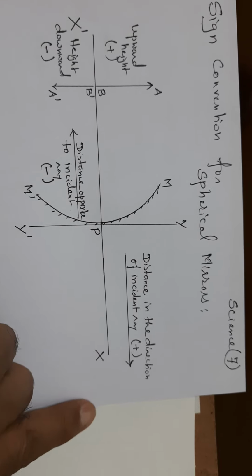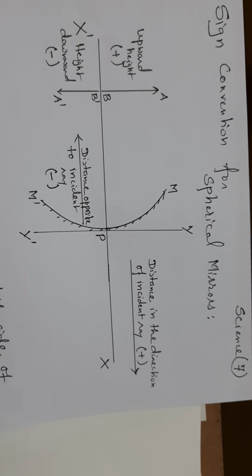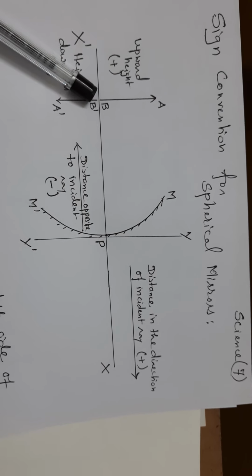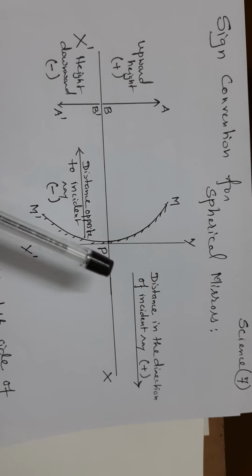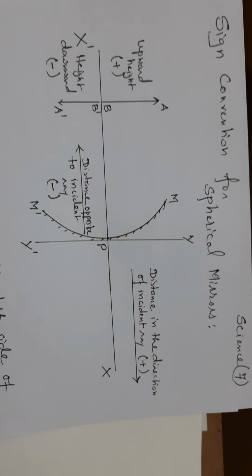Whatever distances are taken from P on the positive side, or in the direction of incident ray, are all taken positive. For example, here I have placed AB. AB is the object. So if I want to measure object distance from P, that is P to B, the object distance has the notation small u. Now that small u, the sign will be negative, minus.